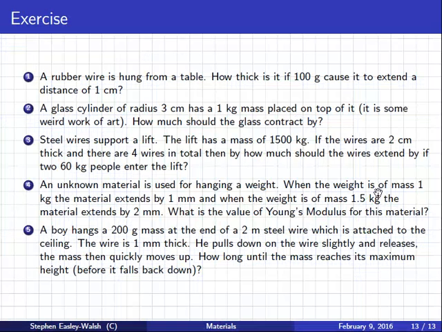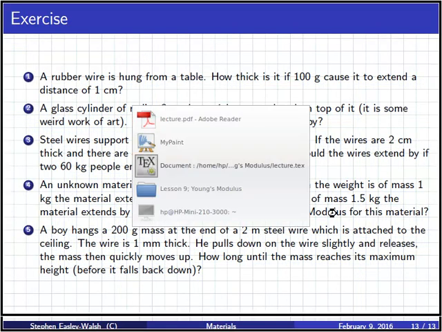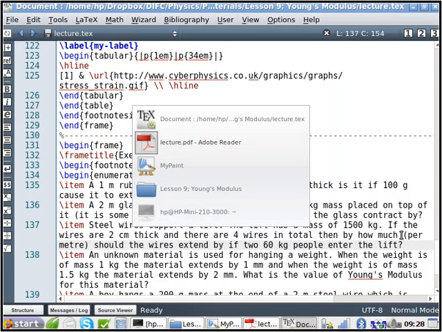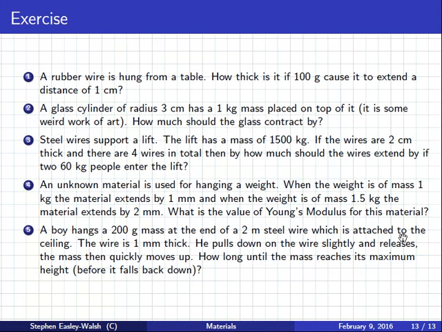Okay, an unknown material is used for hanging a weight. When the weight is of mass 1 kilogram, the material extends by 1 millimeter, and when the weight is of mass 1.5 kilogram, the material extends by 2 millimeters. What is the value of Young's modulus for this material?